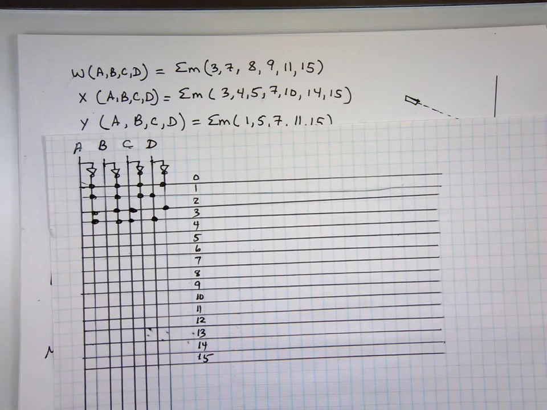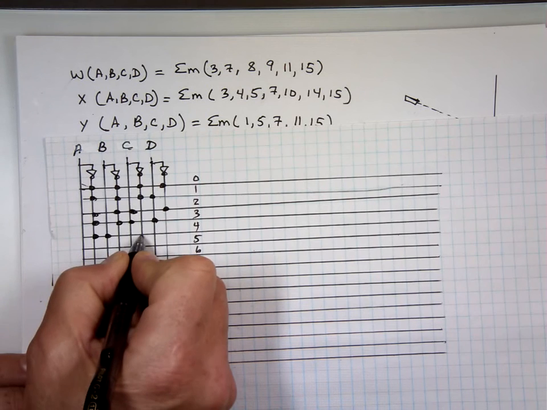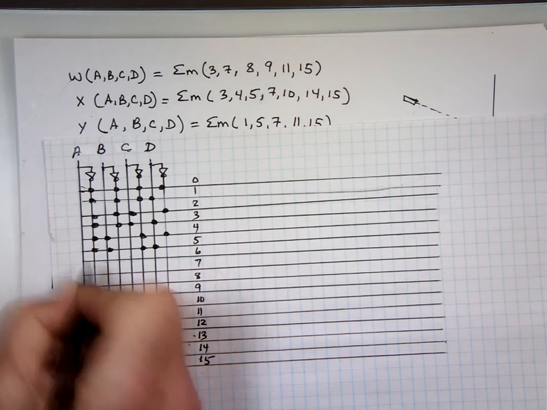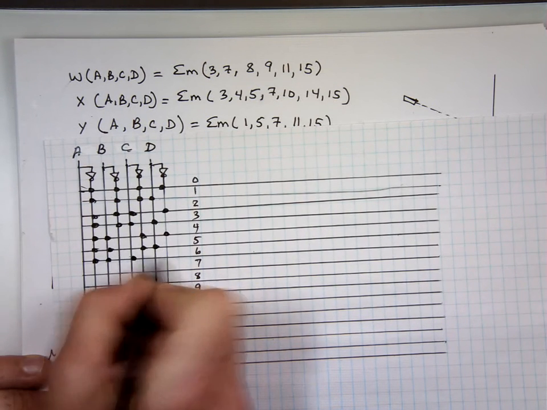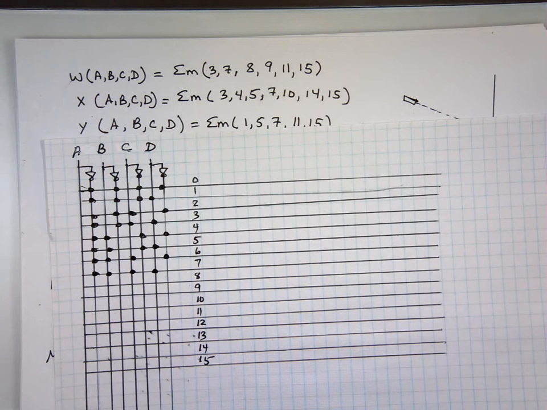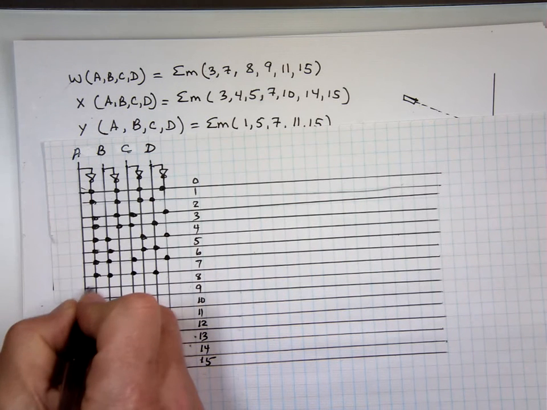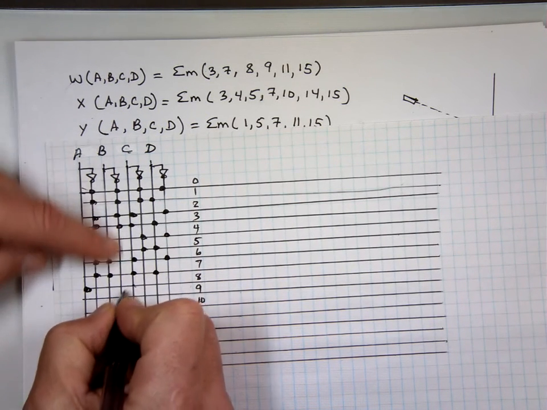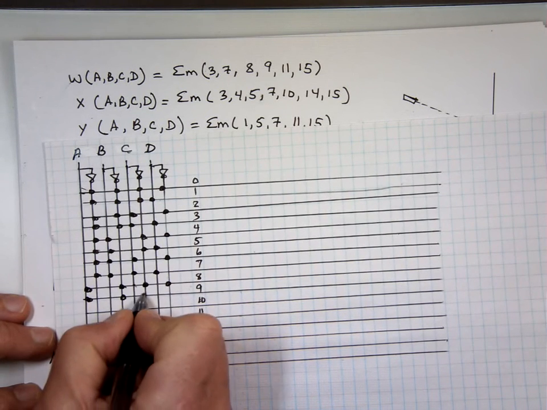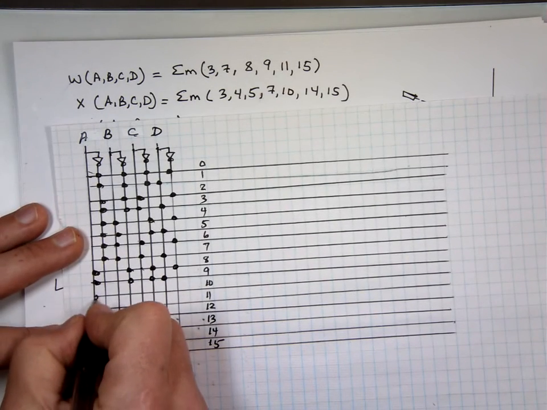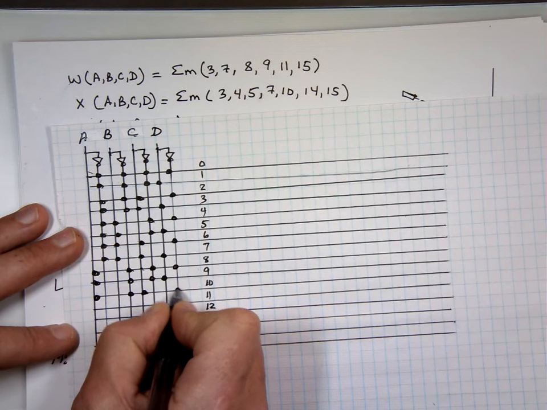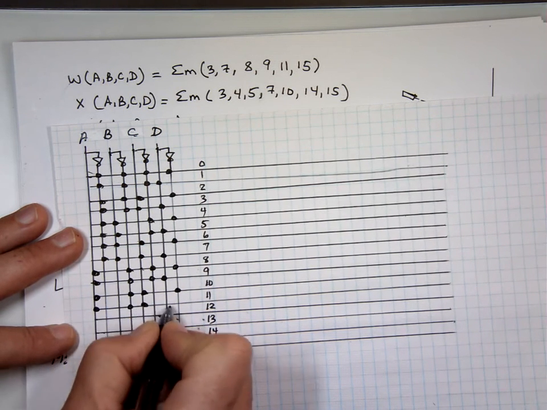What's 4? 0, 1, 0, 0. 5, 0, 1, 0, 1. 6, 0, 1, 1, 0. 7, 0, 1, 1, 1. 8. What's 8? 1, 0, 0, 0. 9, 1, 0, 0, 1. 10, 1, 0, 1, 0. 11, 1, 0, 1, 1. 12, 1, 1, 0, 0.